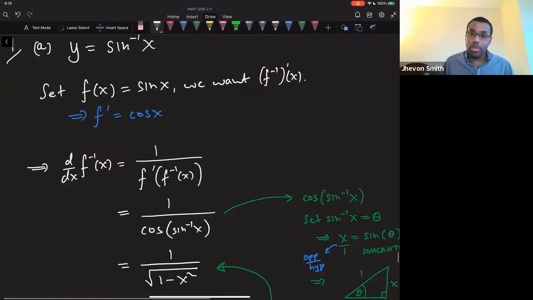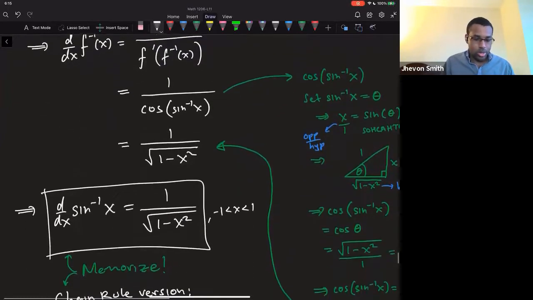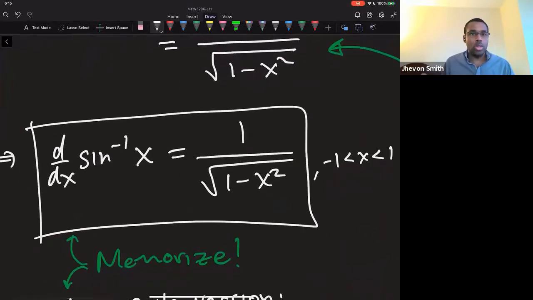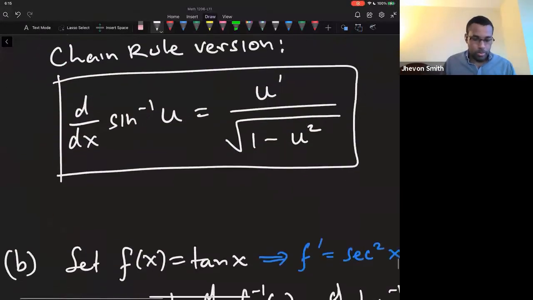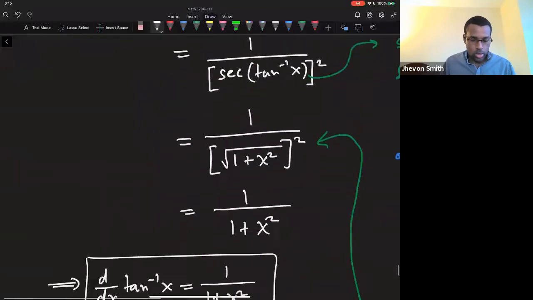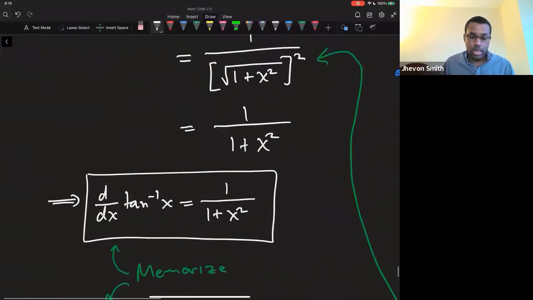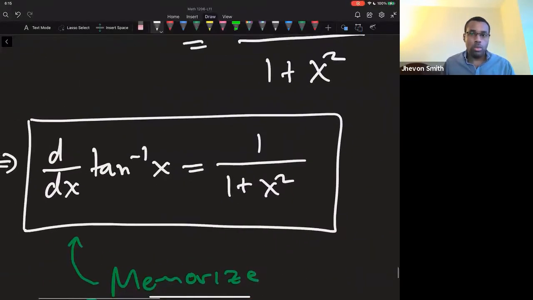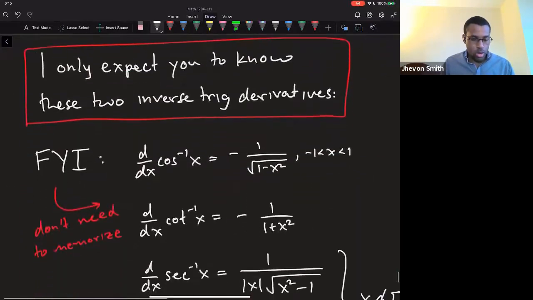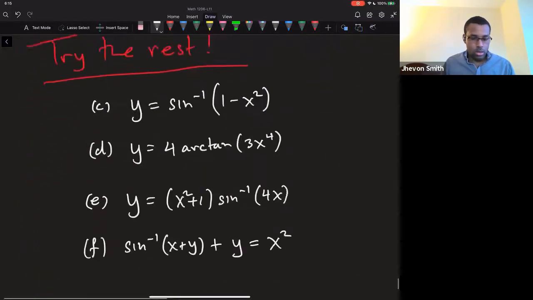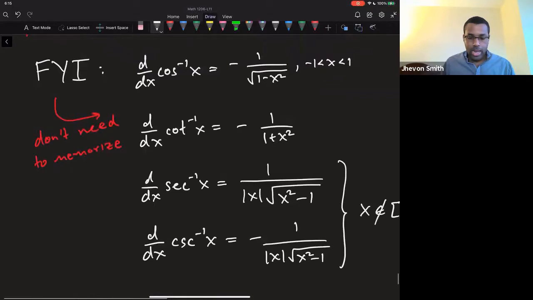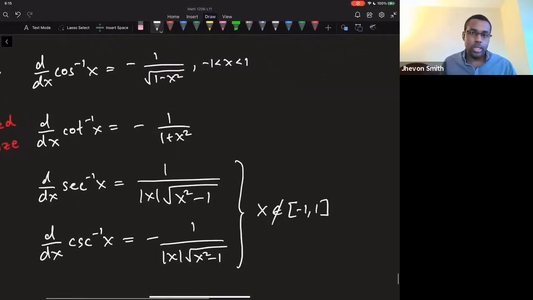We derive sine inverse first, which the derivative of sine inverse of x is 1 over the square root of 1 minus x squared. That's a chain rule version. We also derive the derivative of tan inverse of x, which is 1 over 1 plus x squared. And I just gave you these as an FYI. I don't expect you to memorize these. I'm not going to ask you about any of the other inverse trig function derivatives directly.